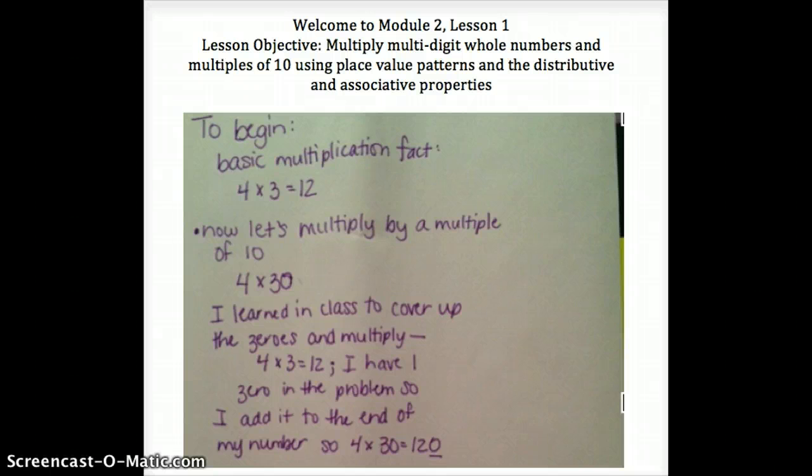Now let's try it by multiplying by a multiple of 10. 4 times 30. I learned in class to cover up the zeros and multiply. So I'm going to look at 4 times 3, which is 12. I have one zero in the problem, so I will tack a zero on at the end. 4 times 30 is 120.